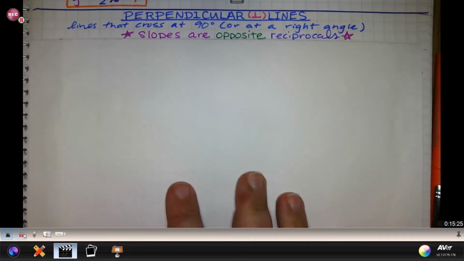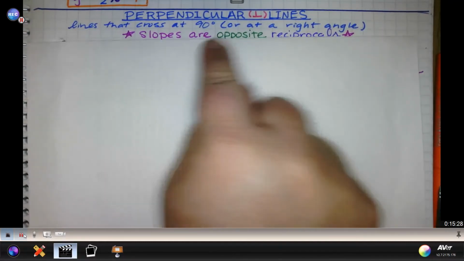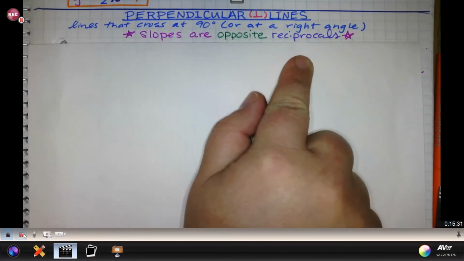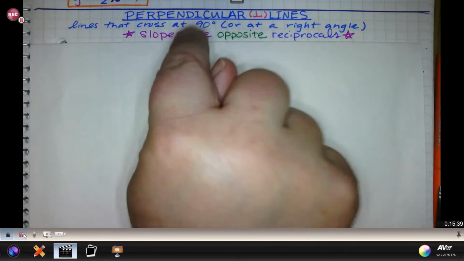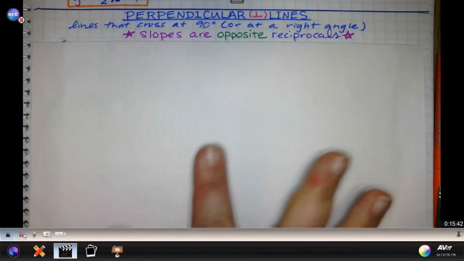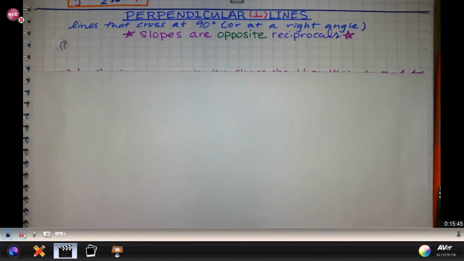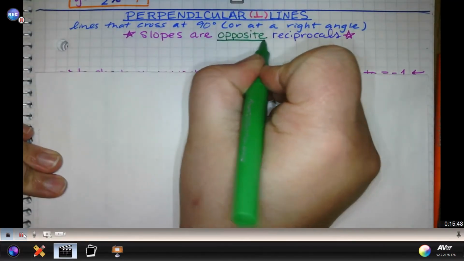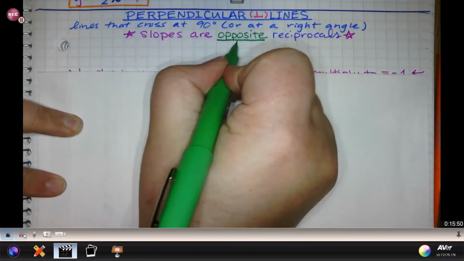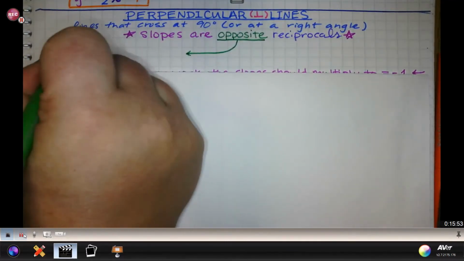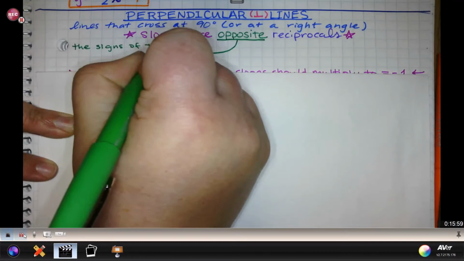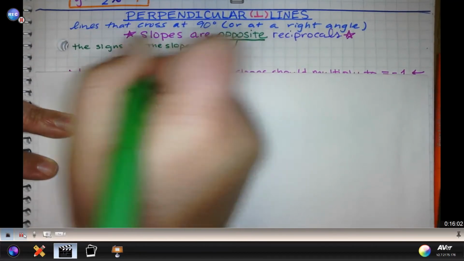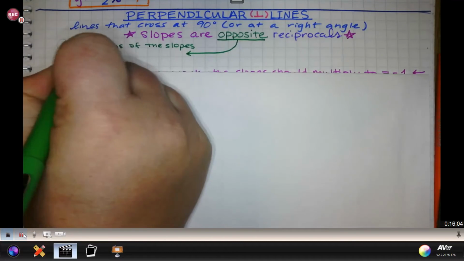And again, it's all about the slopes. So for perpendicular lines, slopes are opposite reciprocals. So notice, firstly, it doesn't say anything about the y-intercepts. The y-intercepts can be the same or different. It doesn't matter. All that matters is that the slopes are opposite and reciprocal. Well, what does that mean? Well, opposite means that the plus and minus signs are opposites. They're not the same. So that means that the signs of the slopes are opposite.